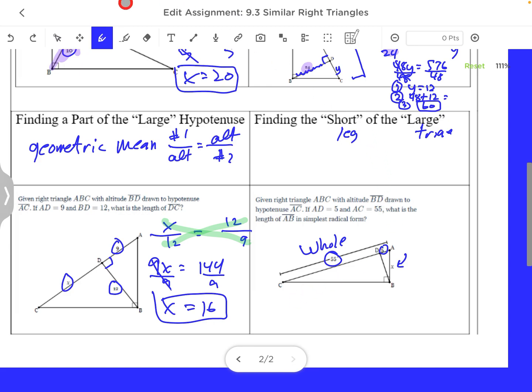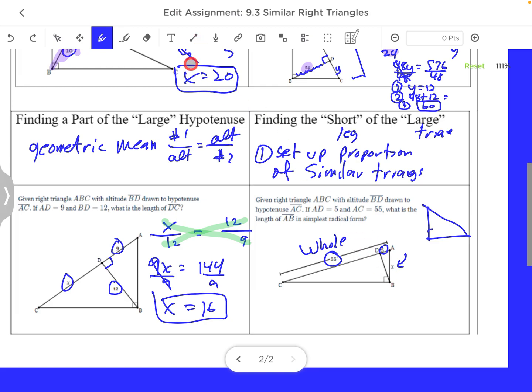So let's set up a proportion of similar triangles. Okay, so let's set this up. We know because that's an altitude, it's going to make a small one, a small one and a large one. Okay, so the large one, let's look. The right angle is at B, right? So we're going to say that that's B, and then the short one is B to A, right? So let's say that's A. Okay, and then the long one goes up to C, right?